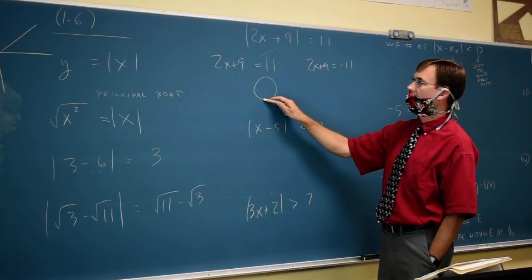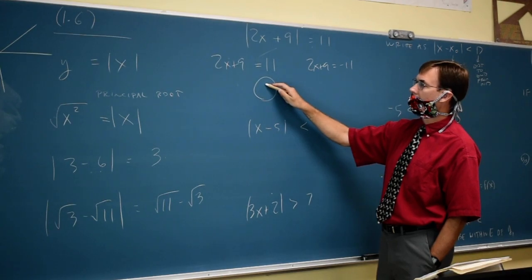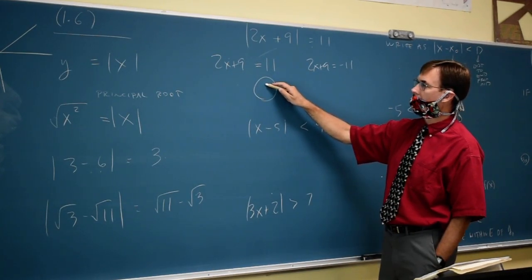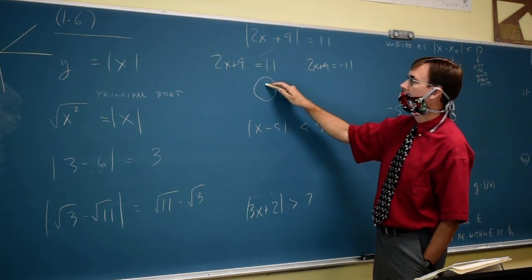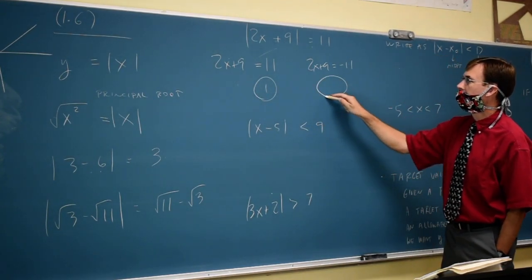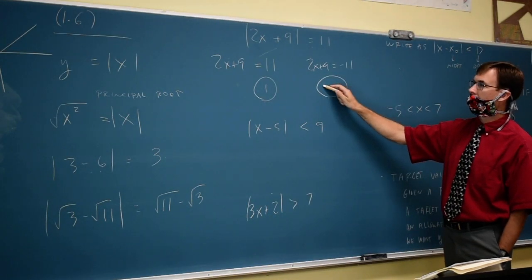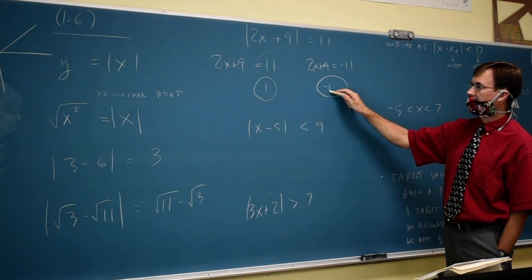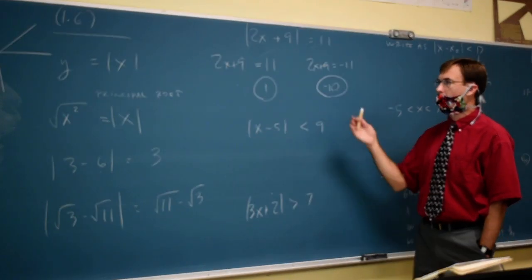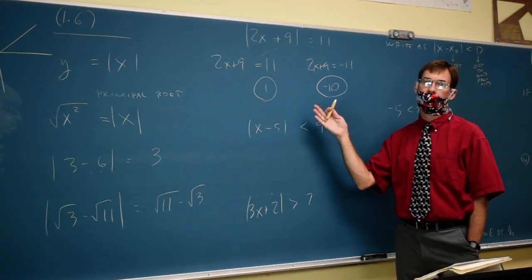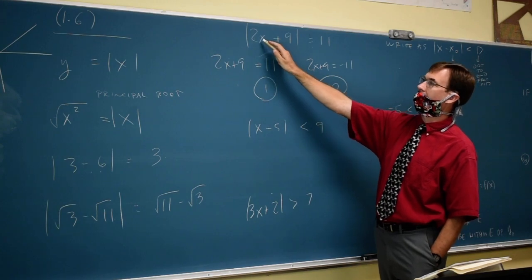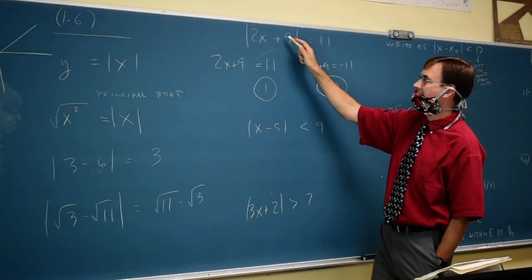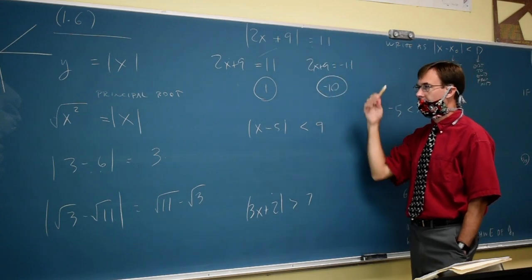And then you'd solve this and get 1. Solve this and get -10. And if you wanted to check them, as always, you could plug it in. 2 times 1 is 2 plus 9, that's an 11. 2 times -10 is -20, plus a 9 would be temporary -11. The bars make it 11. Those are both a winner.